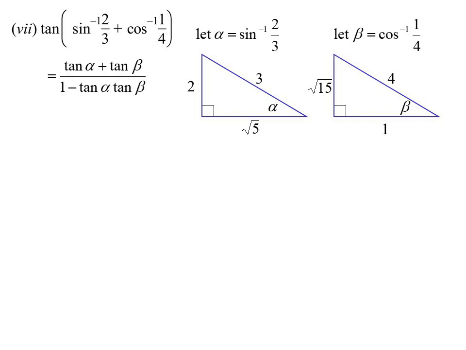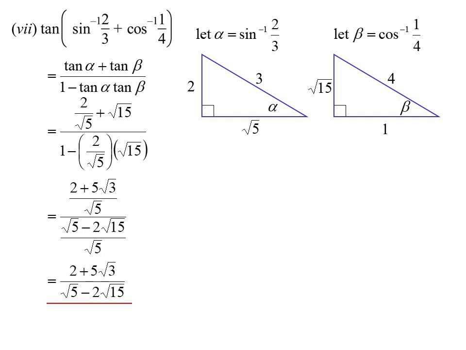Tan plus tan on 1 minus tan tan. Substituting. Play around with that one. And eventually we get an answer. There it is: 2 plus 5 root 3 on root 5 minus 2 root 15 for our answer.